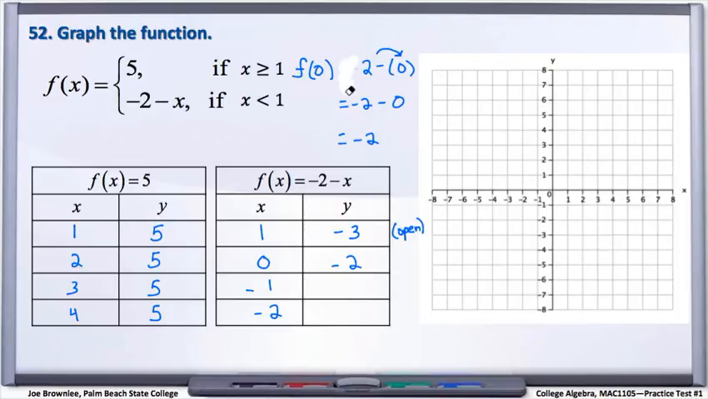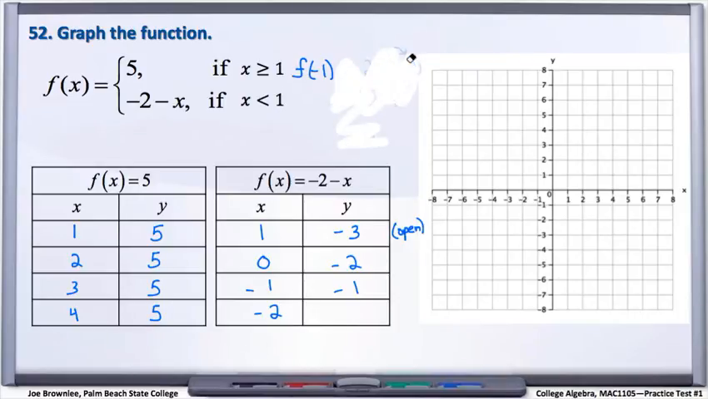All right, we're on a roll here. We'll keep going. And now we want to evaluate when x is negative 1. So we have negative 2 minus negative 1. Well, that comes down as negative 2. We'll distribute that negative through, and a negative times a negative is a positive. Negative 2 plus 1 is negative 1. So when x is negative 1, the corresponding y value is negative 1.